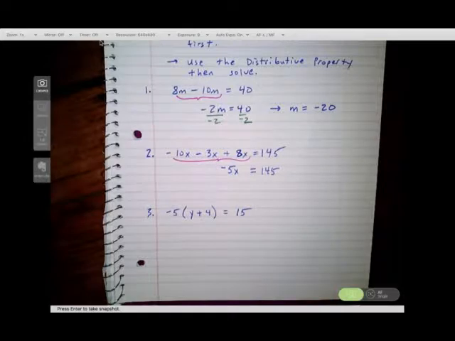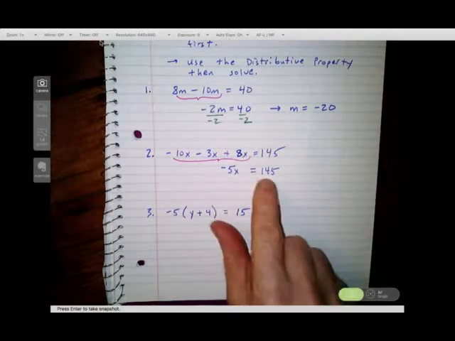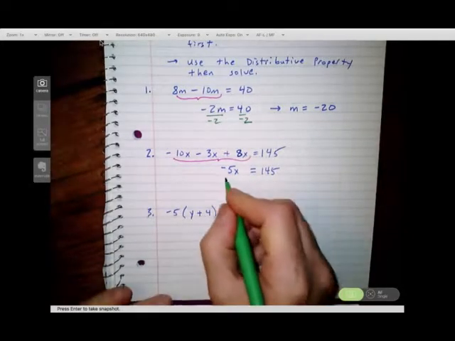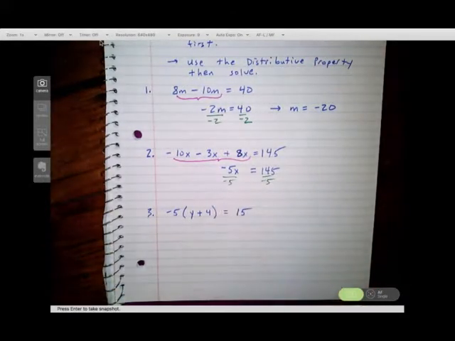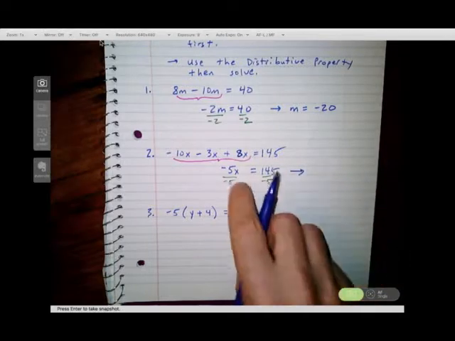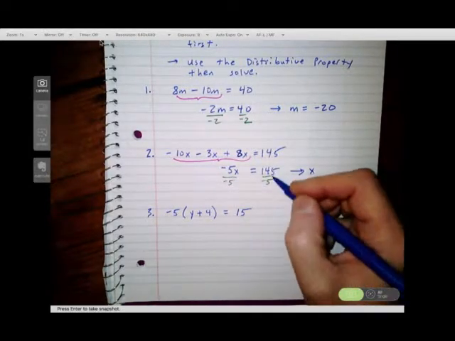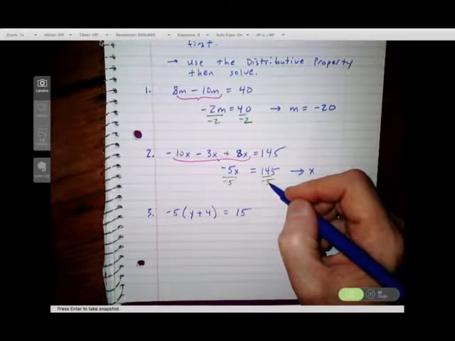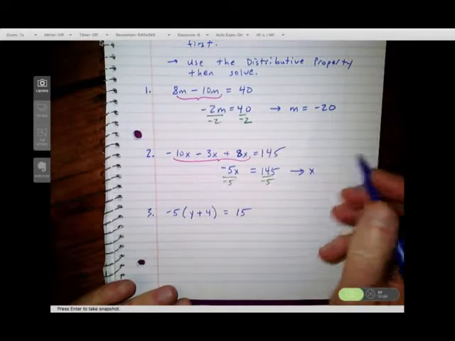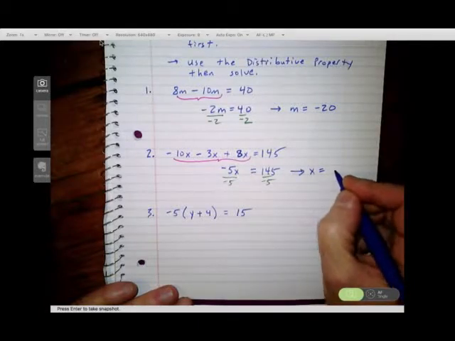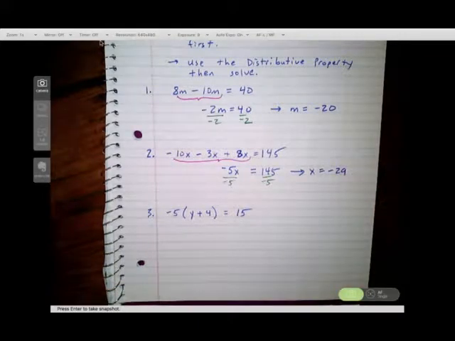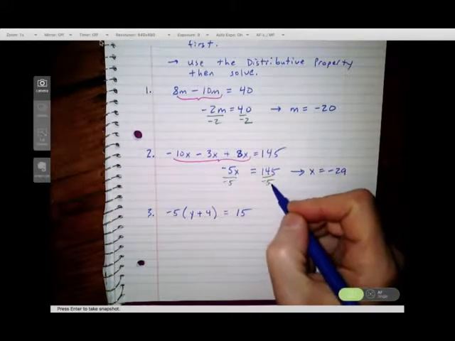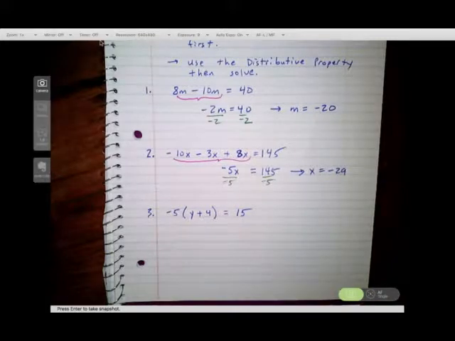So you really got to start getting quick with your positives and negatives when you're doing these. Negative 5x is positive 145. Again, we'll just solve that by dividing by negative 5. Negative 5 divided by negative 5 is 1, so over there I just get 1x. And 145 divided by negative 5, you may need to do long division, but I know the answer is going to be 29, or in this case negative 29, because I have a positive divided by a negative. So 145 divided by 5 is 29, so 145 divided by negative 5 makes negative 29.